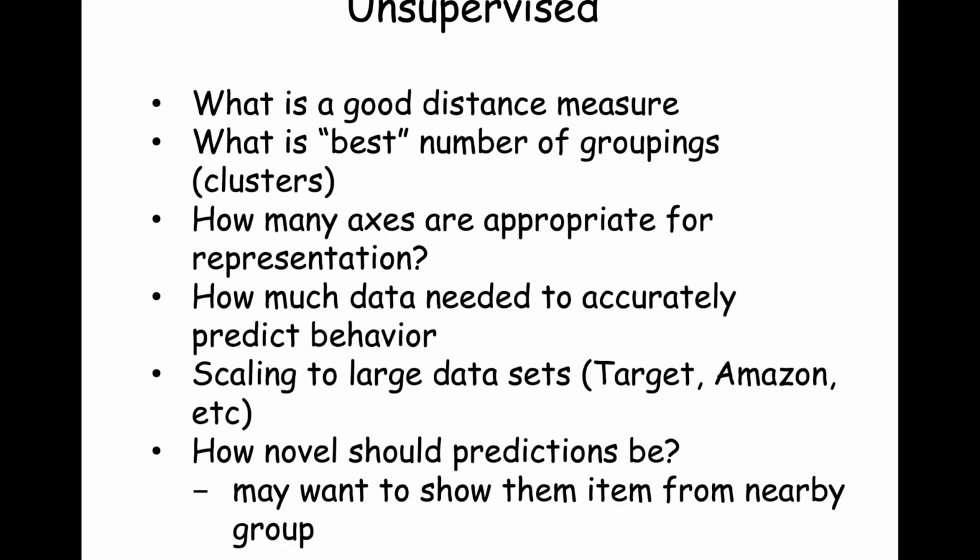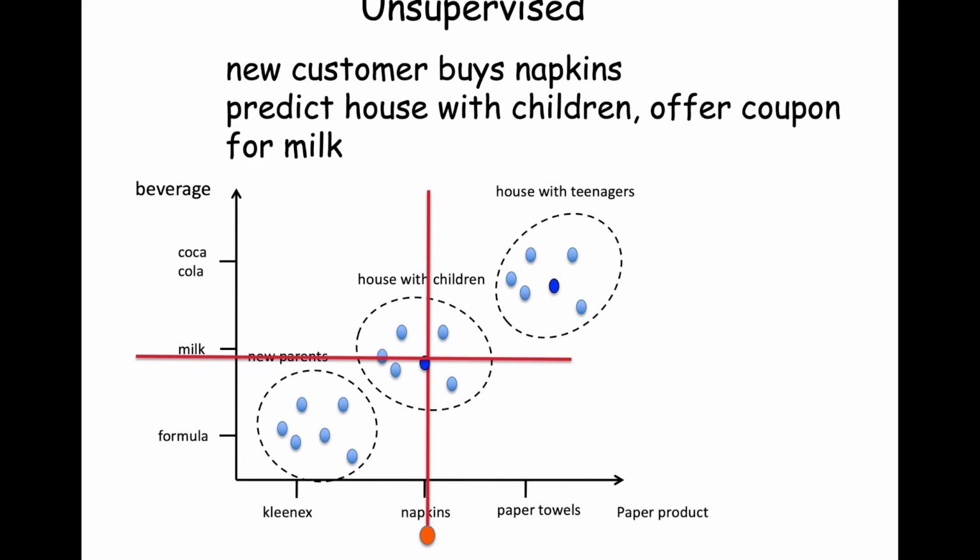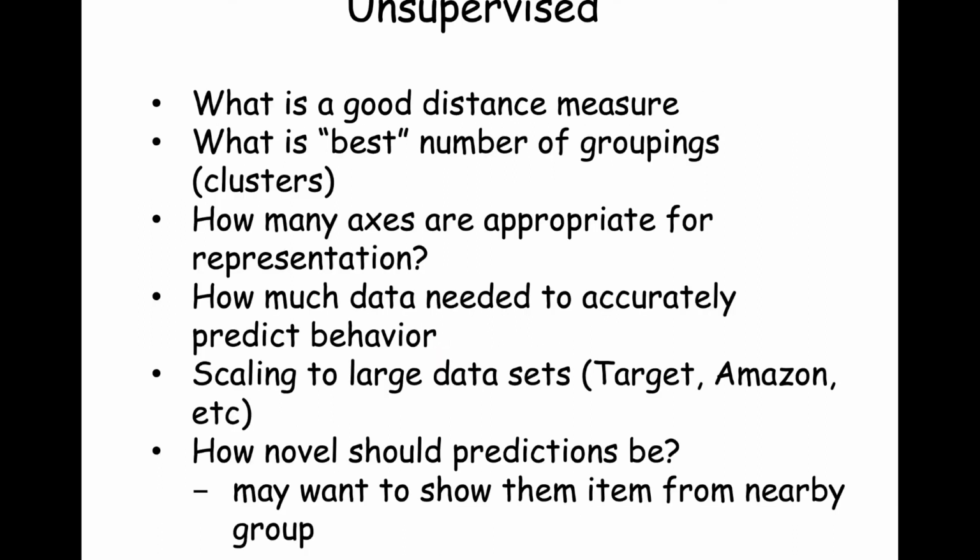So also, how many axes are appropriate for representation? That gets into what is the right feature space representation. How much data is needed to accurately predict the behavior? Because if you have too few data points, it might not be as descriptive of what the true customer behavior is. Or maybe you have very few parents with young children, very few new parents. You only have 2 of those examples, and maybe you have 100 of the examples of a house with teenagers. Well, any prediction related to Kleenex, it's not enough data points. Maybe you have retirees, and retirees might buy a lot of Kleenex. It doesn't mean they're new parents. They just buy a lot of Kleenex. And so if you don't have enough data, you're not going to get very high-quality predictions. So how much data is needed to accurately predict behavior?